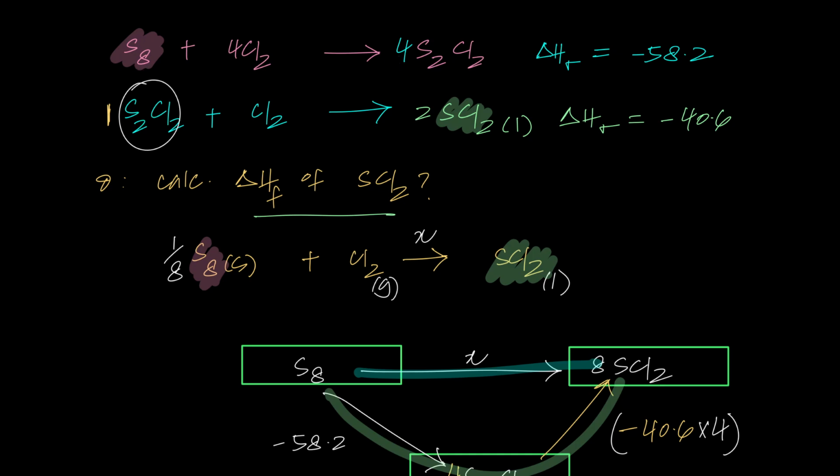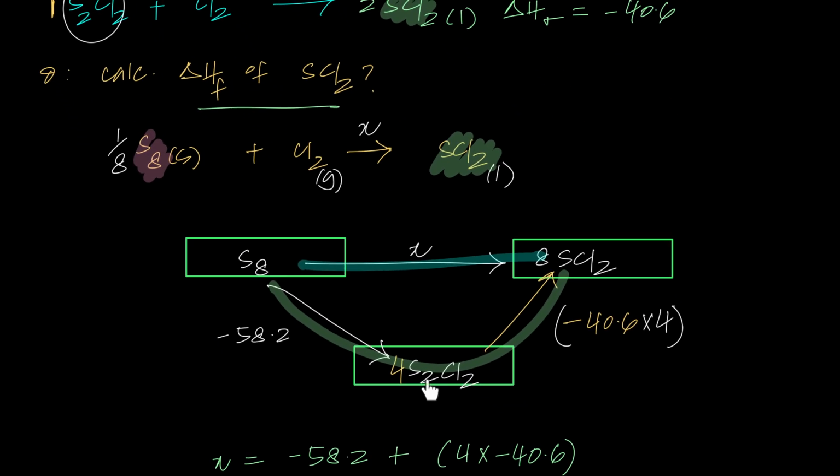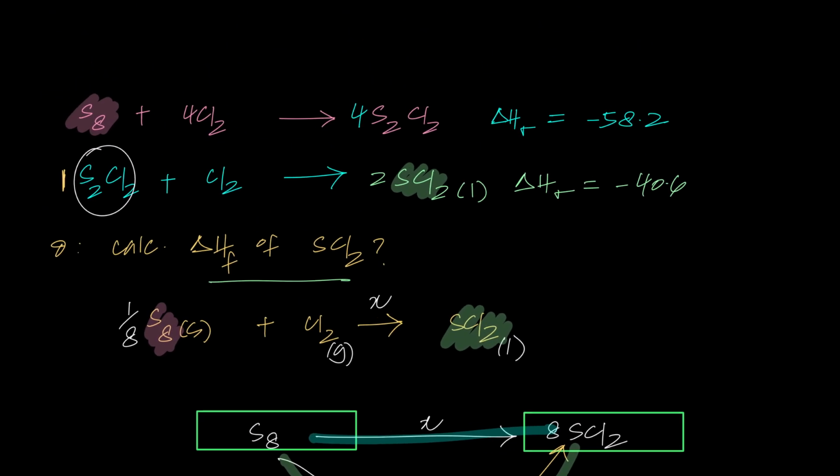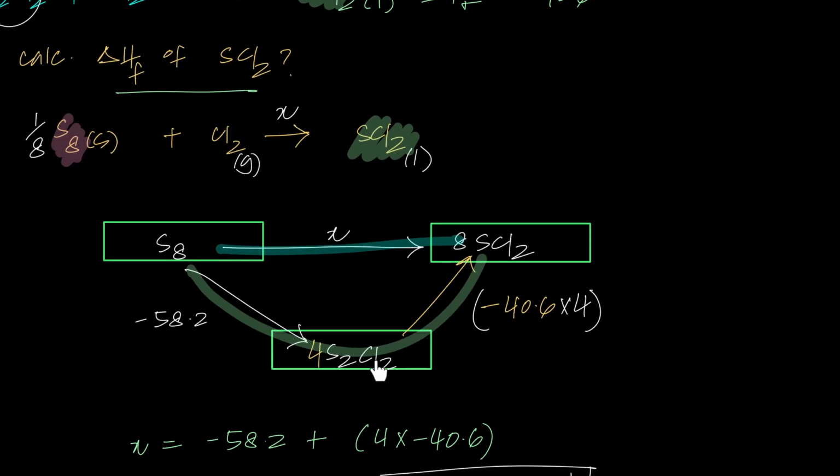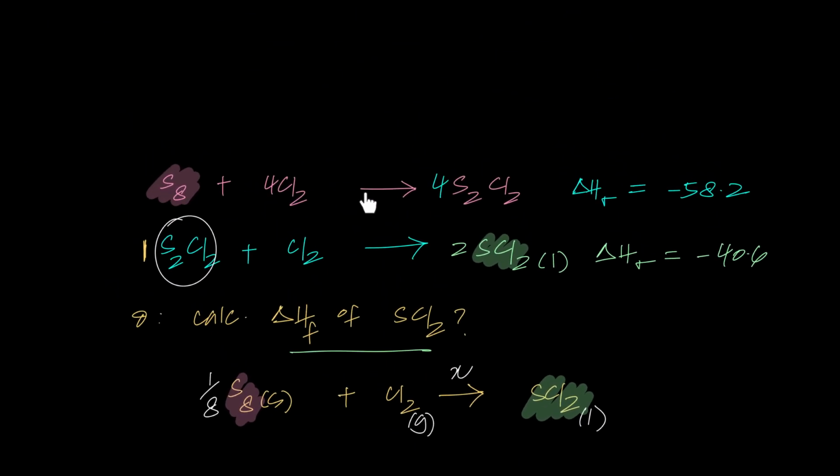Just need to be very careful that when S8 goes into S2Cl2, the enthalpy change of reaction is minus 58.2, but that is for 4 S2Cl2 forming. So I have to write 4 S2Cl2 right here, and this is minus 58.2. Right? Because reaction has to do with however many moles are present. It's not enthalpy change of formation, is it? It's reaction. Formation should have been for 1 mole.